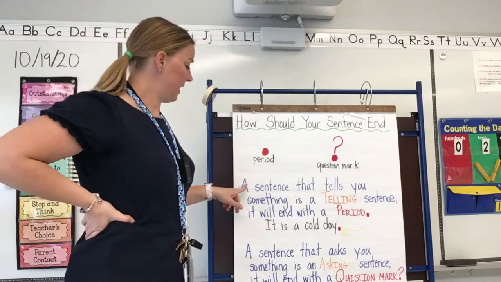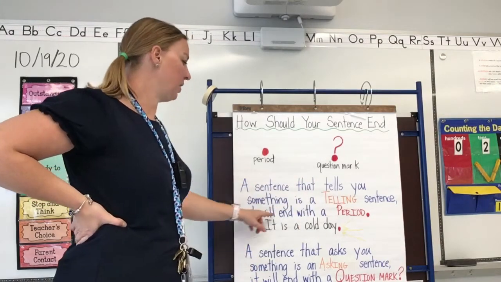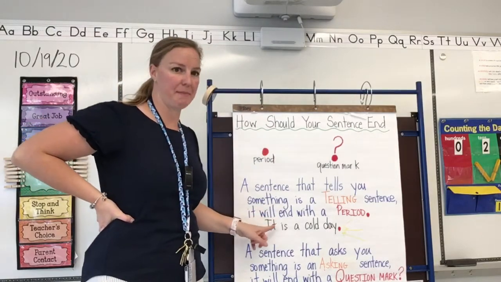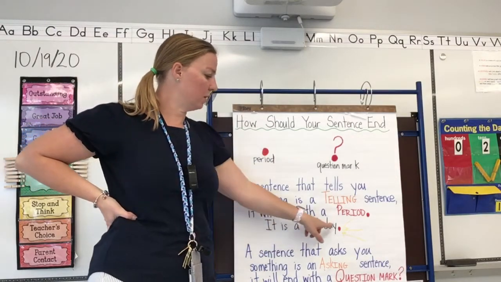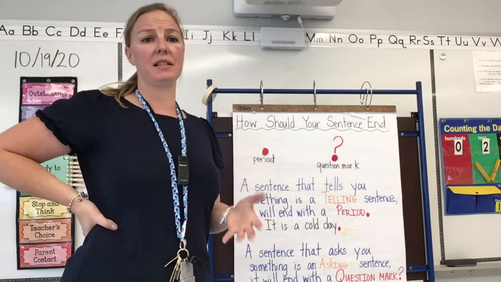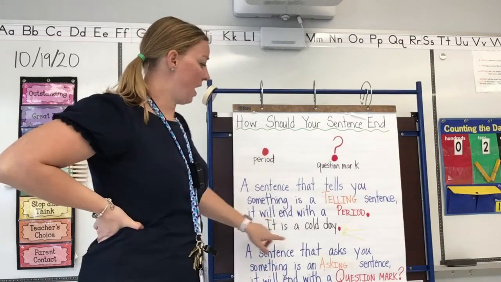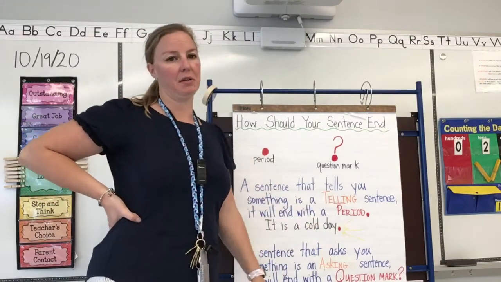So this says, a sentence that tells you something is a telling sentence. It will end with a period. So I gave you an example. It says, it is a cold day. And you can see there's a big period there. So a telling sentence tells you something. It gives you information. And anything like that is going to end with a period.